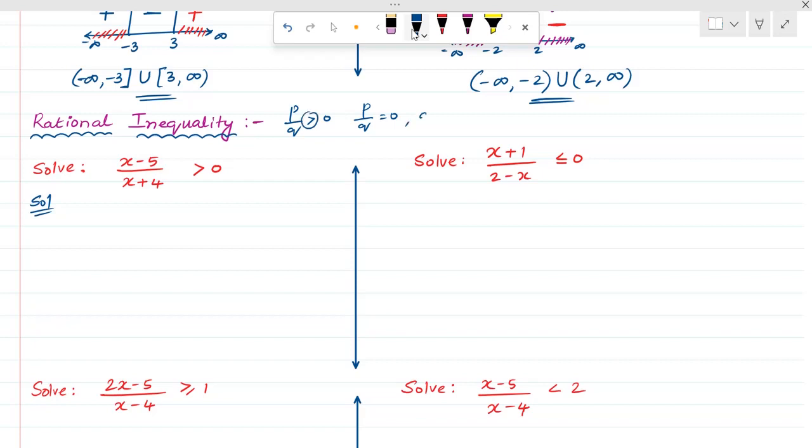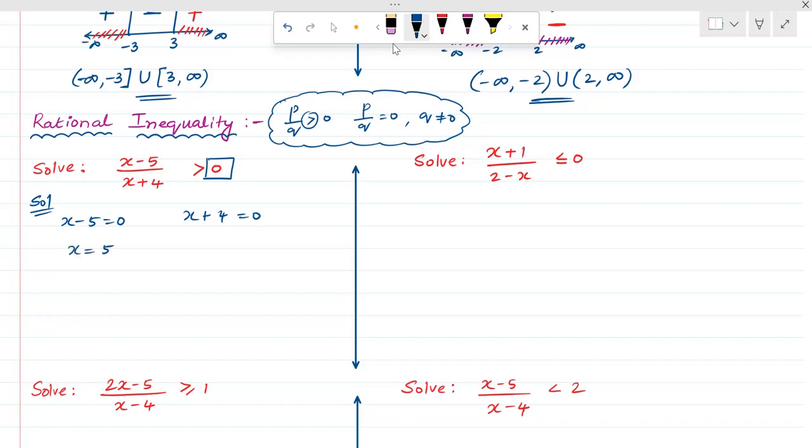And what is the general condition? Q should not be equal to 0. In all the cases, you will find this. So Q should not be equal to 0. This is the easy thing we can do. Just put the numerator equal to 0 and the denominator equal to 0. I will put x minus 5 equals 0, x plus 4 equals 0. So the critical values are x equals 5, x equals minus 4.